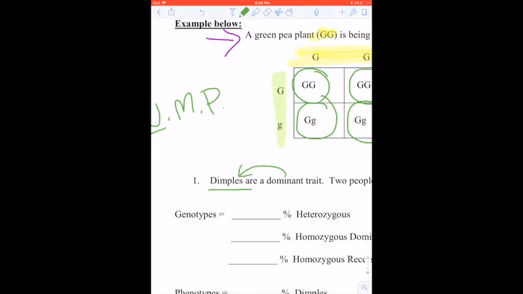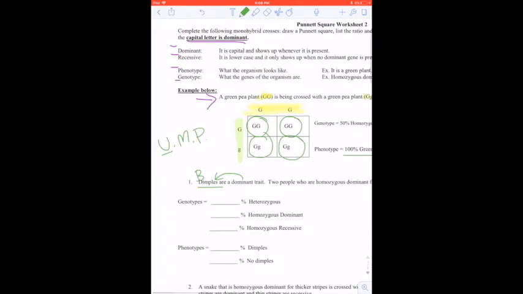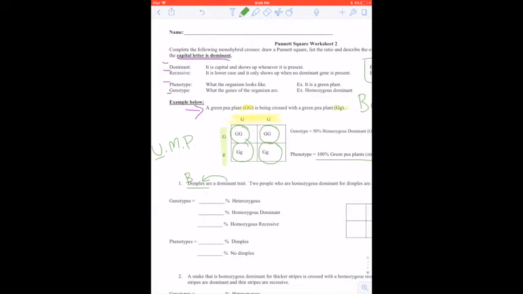So since they're dominant, I'm just going to put a capital letter here. I'm just going to use B's just because it's an easy letter to use. It doesn't really matter if you prefer using another letter, as long as the capital and the lowercase look really different from each other. So capital B is going to stand for dimples. The U was the underline, the M is marking the letters, which I did right there.